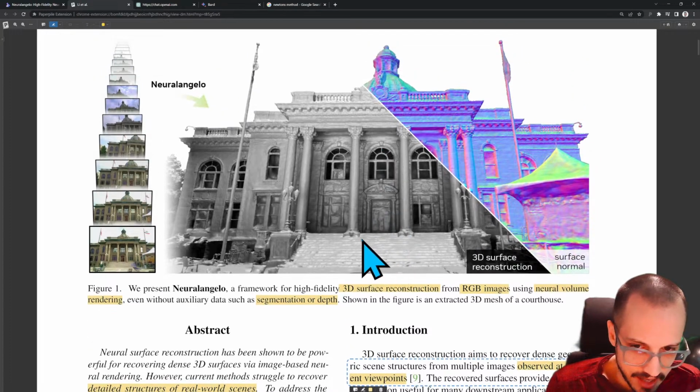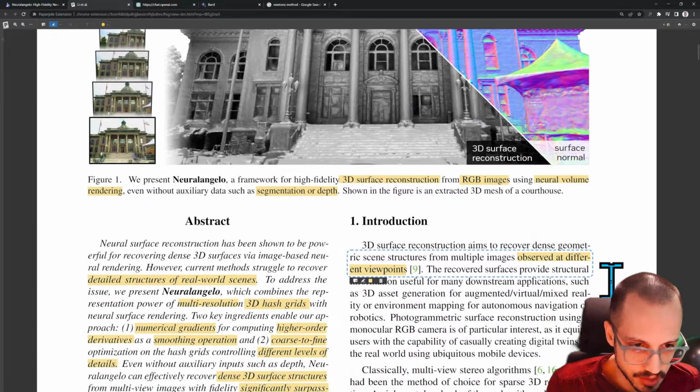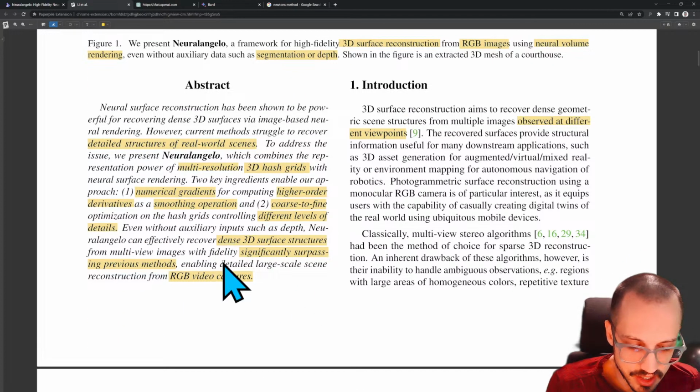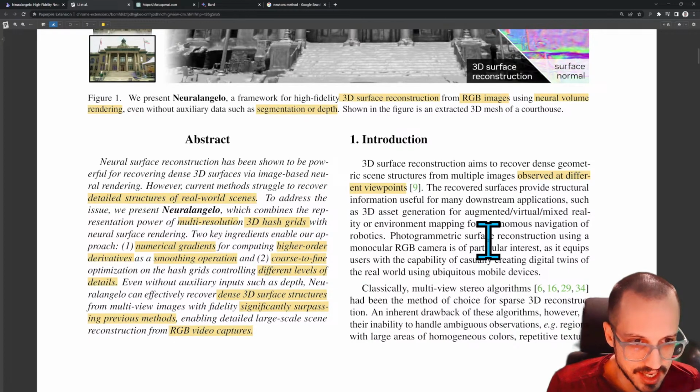So if you don't have a view of the back of this building, it's basically going to be impossible to reconstruct the back of the building. So just inherently, any kind of RGB images or RGB video that you use for reconstruction, you're going to need to have it at a bunch of different viewpoints. The recovered surfaces provide structural information useful for many downstream applications such as 3D asset generation.